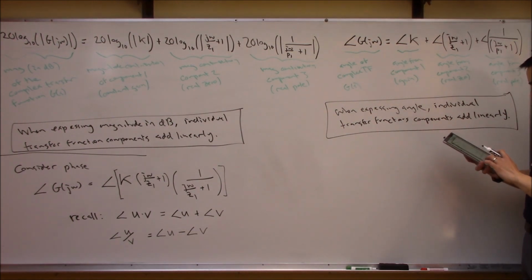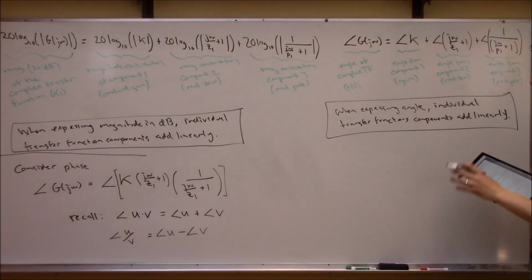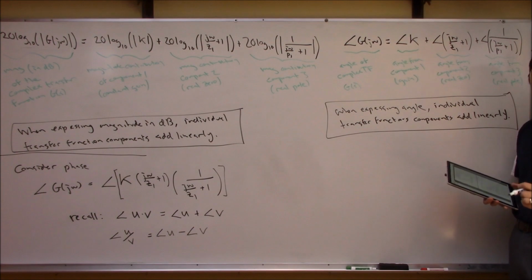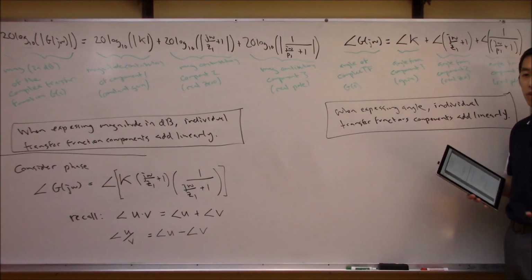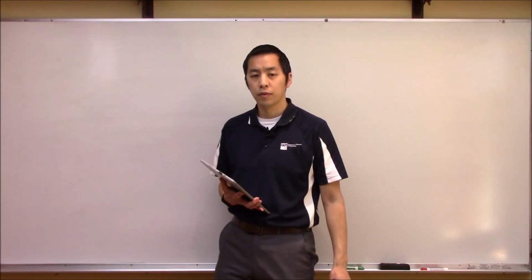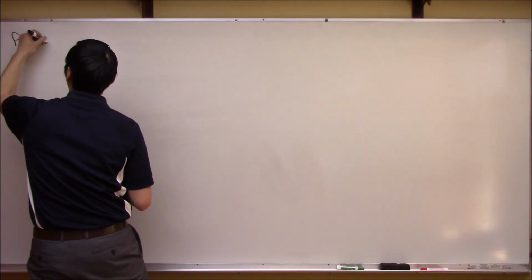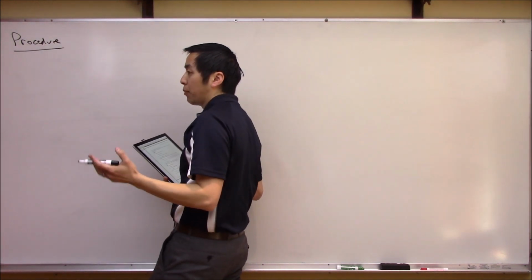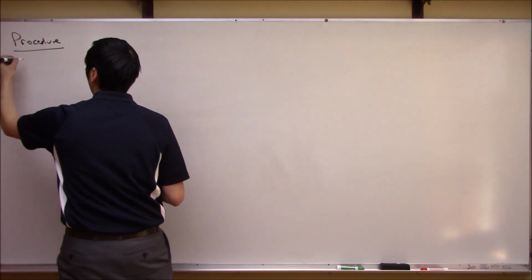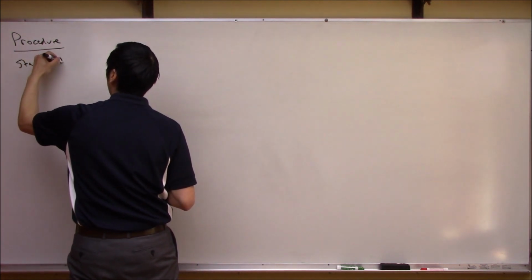So what we should do here is, tell you what, give me a second. I'm going to erase the board, and let's write down a cookbook procedure of how we can sketch and understand the Bode plot of a more complex transfer function. Okay, so let's write down a procedure for how to sketch a Bode plot for a more complex transfer function.